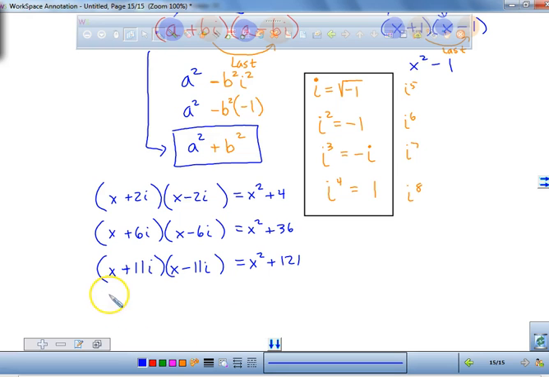So whenever you get a minus bi and you multiply it by a plus bi, it always becomes a squared plus b squared every single time. That's your shortcut. Okay? Now we're going to use this shortcut to help us with our problem. Okay? We're going to use this shortcut to help us out.